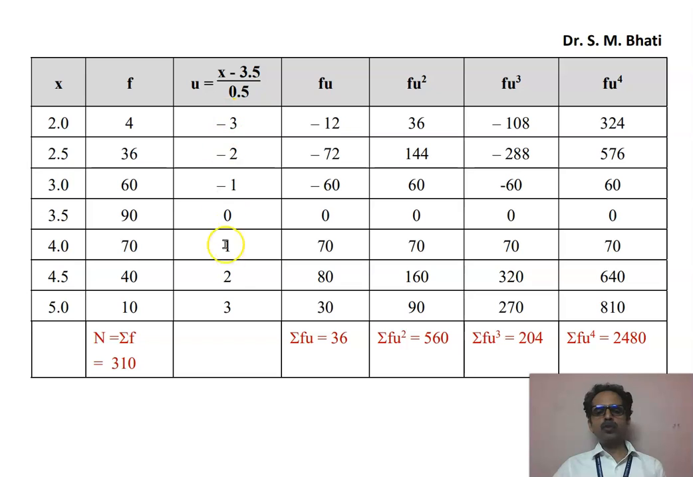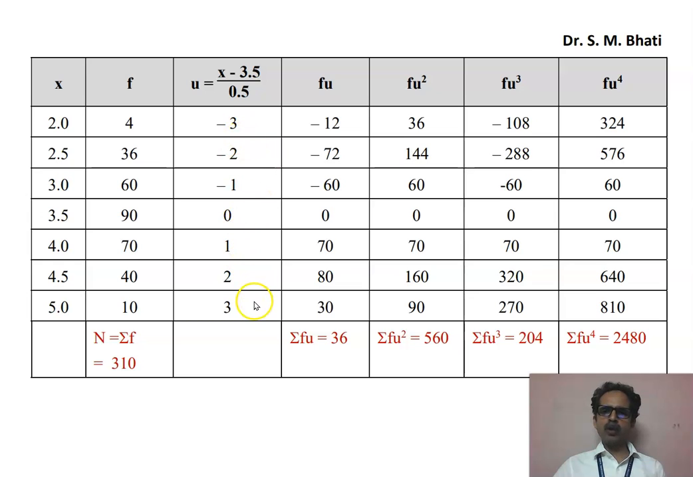Once you develop this column u, you have to multiply f and u. If you multiply the respective numbers of the f column and u column, 4 into minus 3 is minus 12, 36 into minus 2 is minus 72, and so on, we get the next column. The column sum for this column is 36, and it represents summation fu. Next you have to develop fu square. Now from u, you get u square. The u square column will be 9, 4, 1, 0, 1, 4, 9.